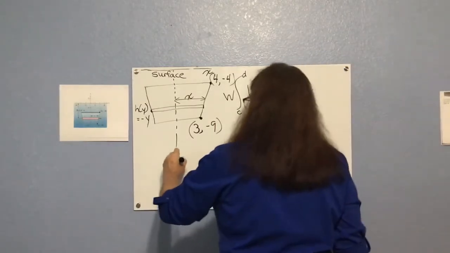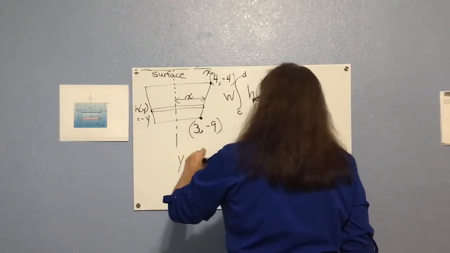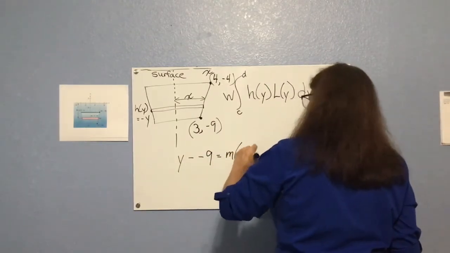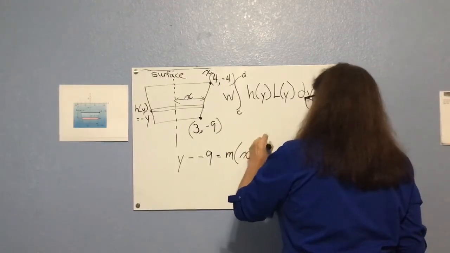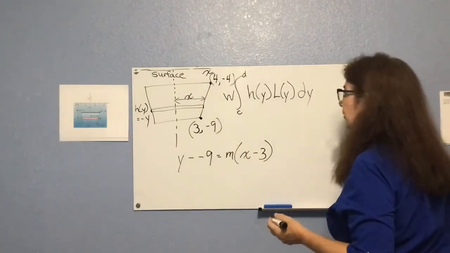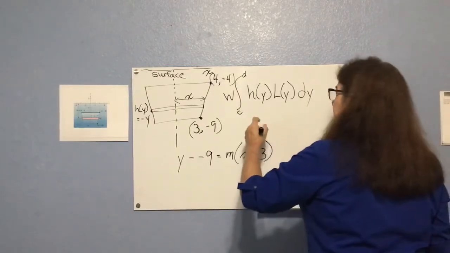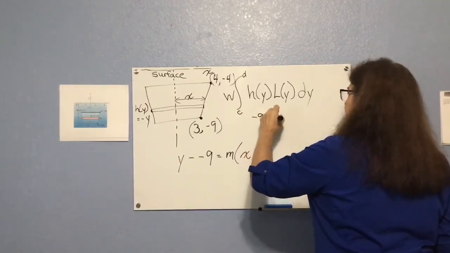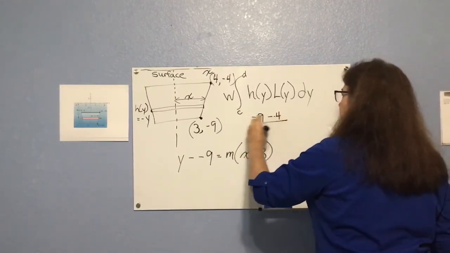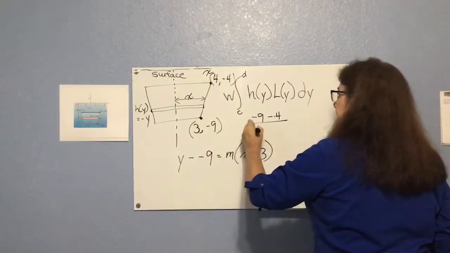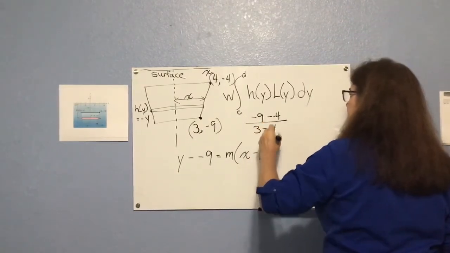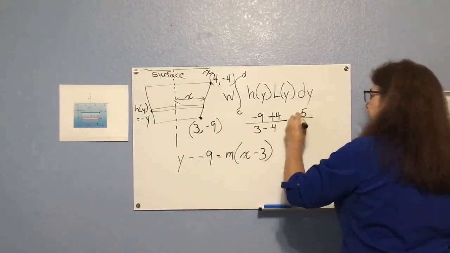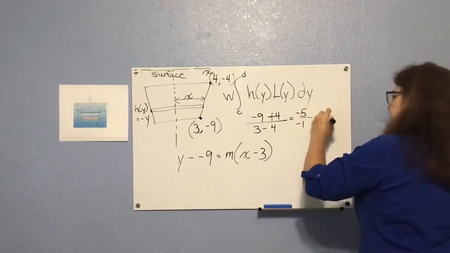So using my point slope form, I have y minus negative 9 is equal to m times x minus 3. Now I have to figure out m. So up here I'm going to have negative 9 minus negative 4 divided by 3 minus 4. So negative and negative makes plus. I get negative 5 over negative 1, so just positive 5.